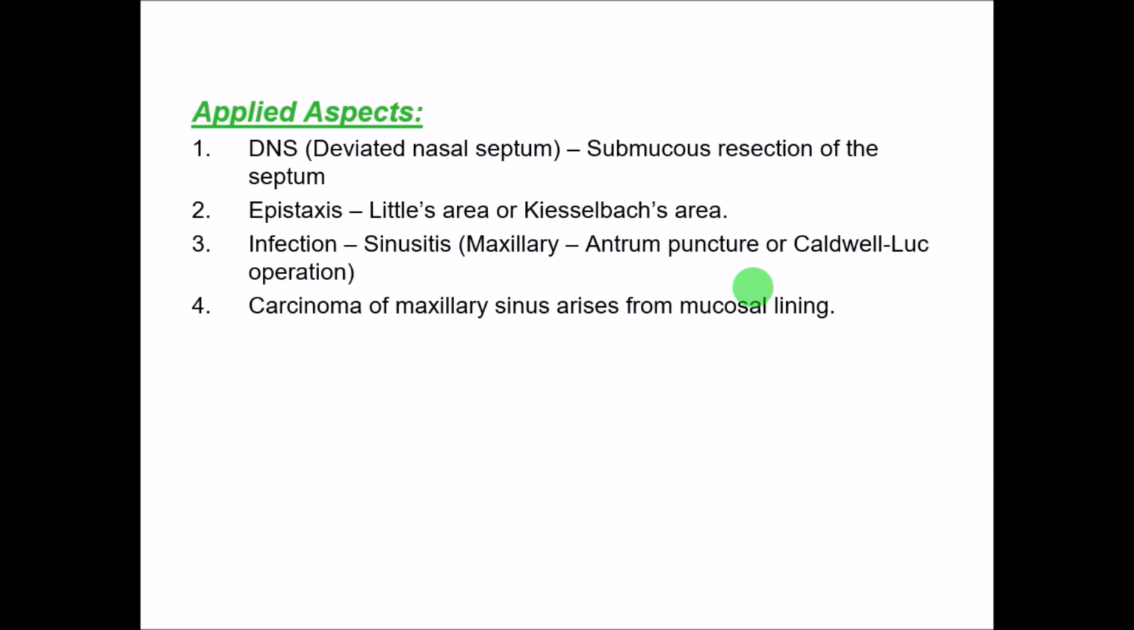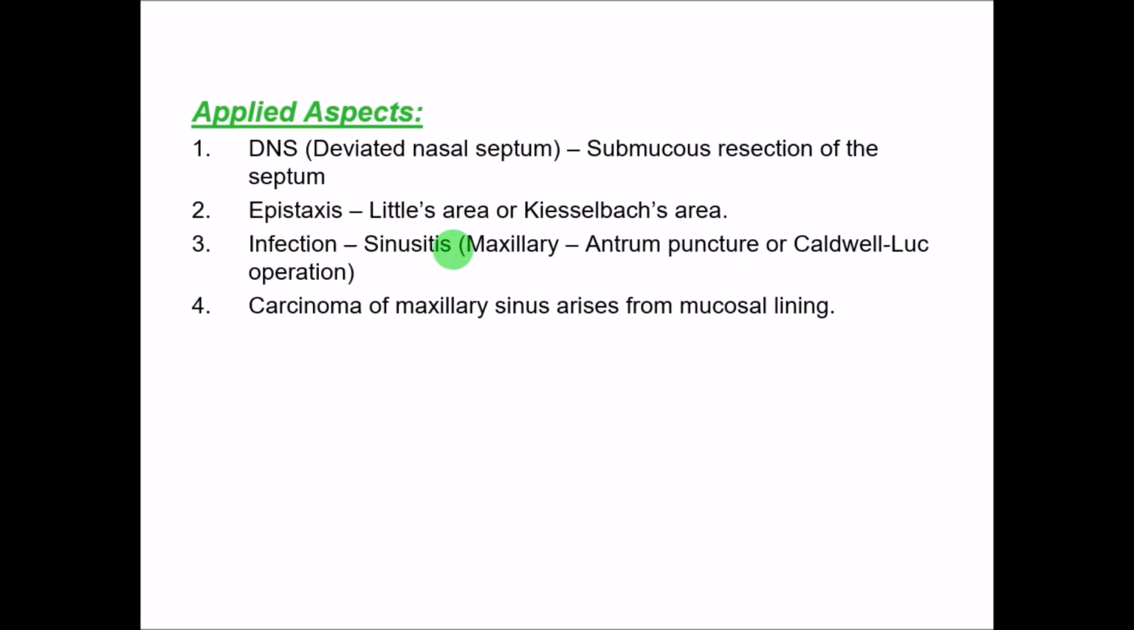So usually they do the submucosal resection of the septum. The cartilaginous part will be cut and removed so that these respiratory problems are solved. But usually it leads to other complications, which you will study when you go into the clinical years. The second is epistaxis, that is bleeding of the nose. As we have already seen, it will be from Little's area, where three arteries communicate with each other, or anastomose, which is also called Kiesselbach's area. So epistaxis is common at this region.